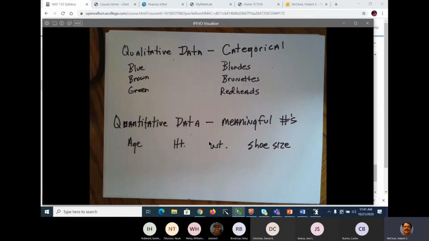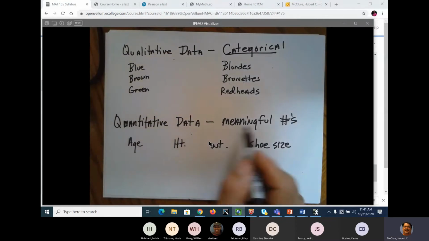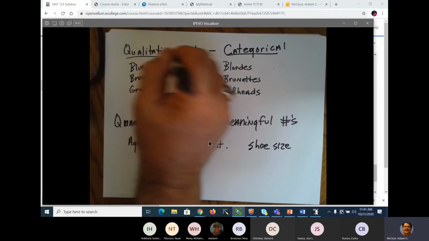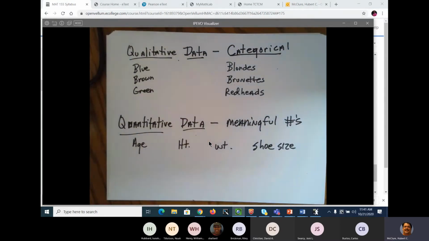Qualitative data is put in categories. Quantitative data have meaningful numbers, like age, height, weight, shoe size. Those are two test questions, so make sure you know them. And they'll just give you an example. They'll say, what about the heights of a basketball team? Is that category? Is that quantitative data or qualitative? It's quantitative. It's heights.